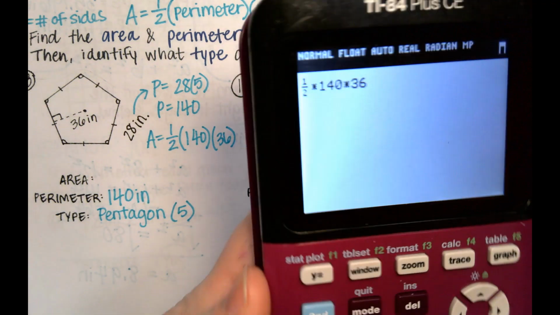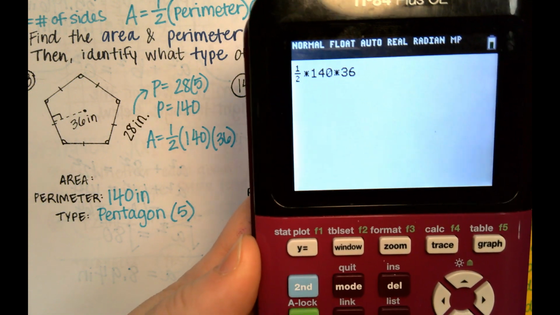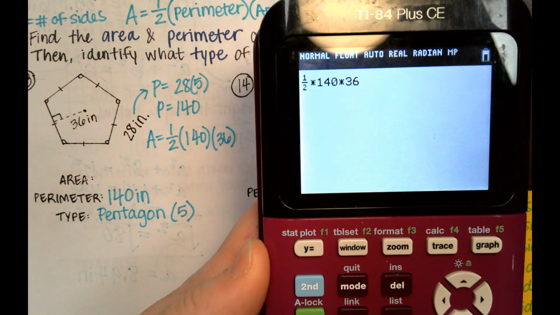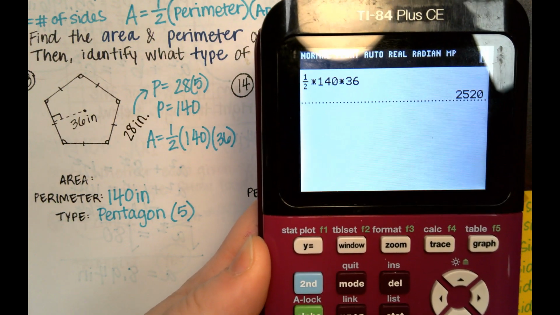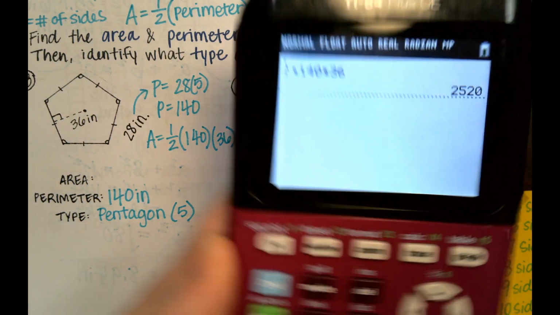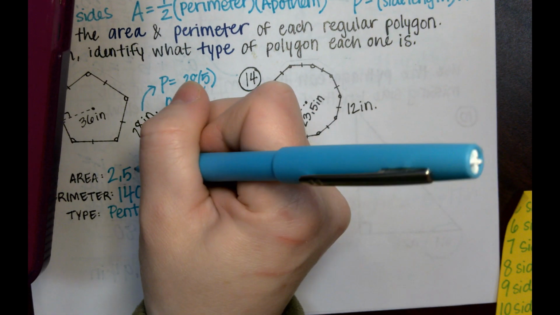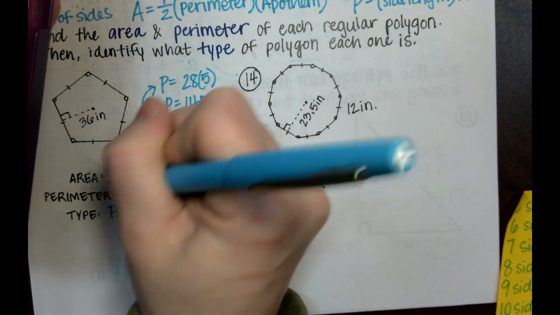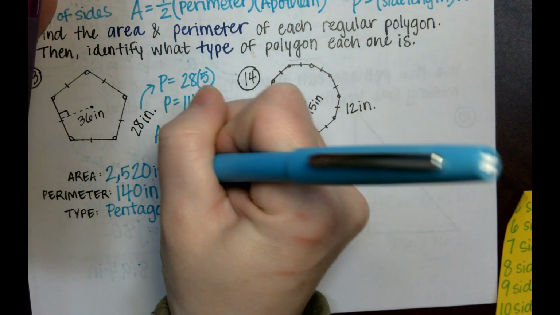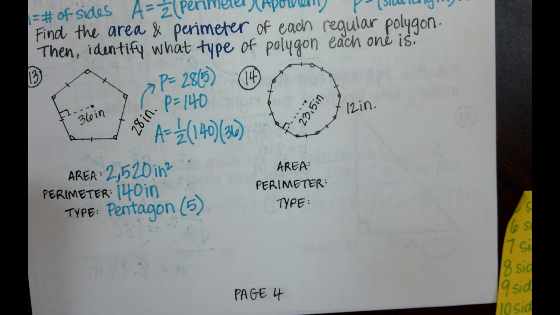Exactly. So I'm going to type it in like that: 1/2 times 140 times 36. Which makes 2,520. Perfect. Inches squared. Beautiful.